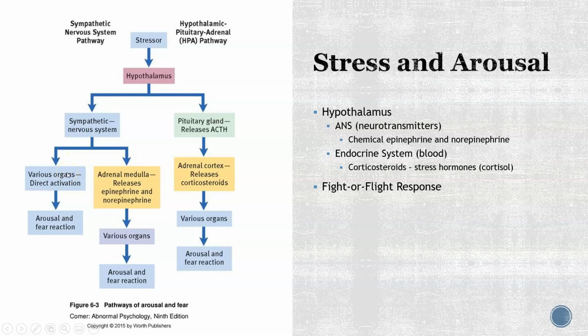We directly activate them with chemical messengers, epinephrine and norepinephrine. Those are going to be huge components of activating our autonomic nervous system, which is going to be responsible for raising our heart rate, maybe changing our blood pressure, dilating our pupils, maybe even sweating a little bit. That's that arousal and fear reaction in terms of neurotransmitters.